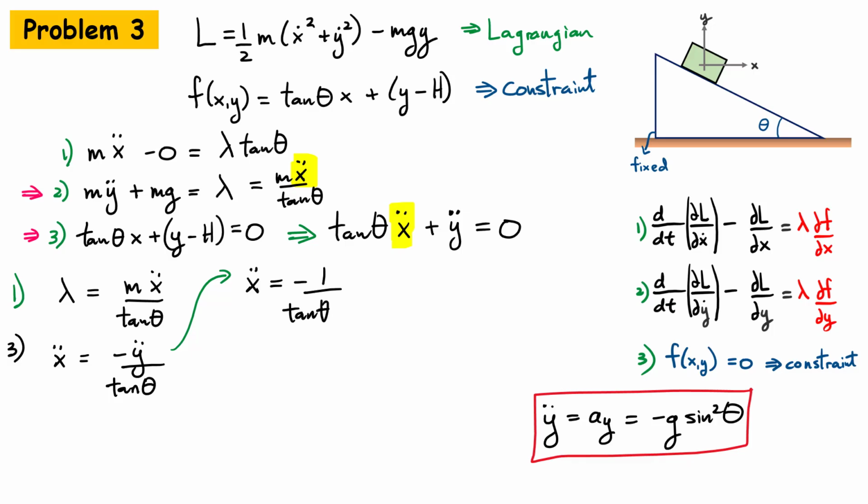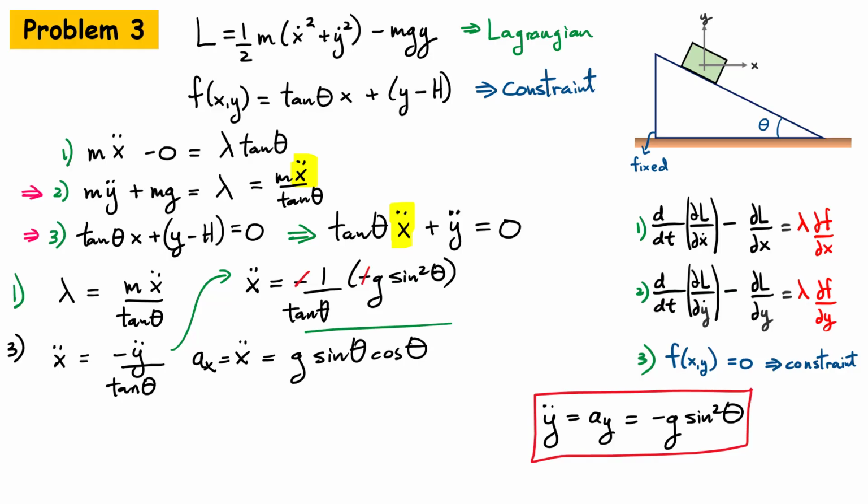And here you just substitute the y double dot. So this becomes minus little g sine squared of theta. Okay, the negative signs will cancel out. You can rewrite tangent now as sine over cos. And one of the sines is going to vanish, and you're going to be left with g sine theta cosine of theta. Again, that result should look familiar to you. And this is the acceleration in the x direction. Let's go ahead and box that.